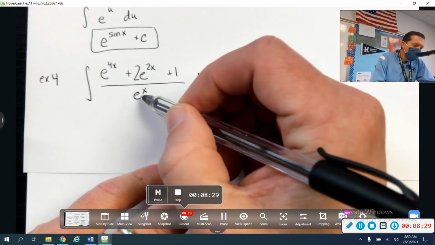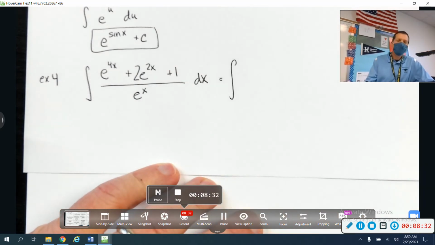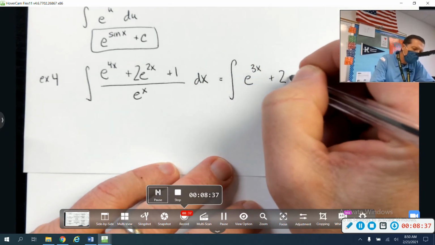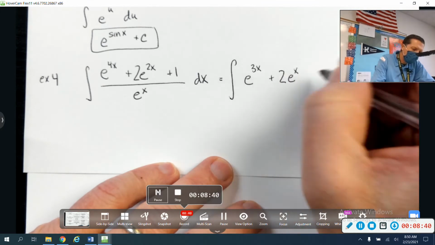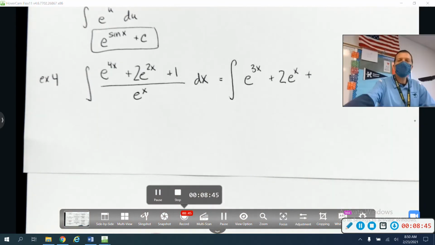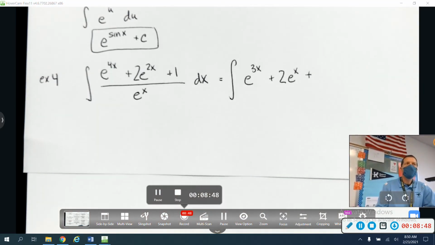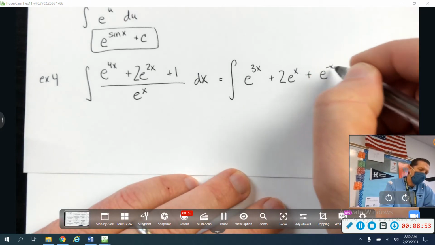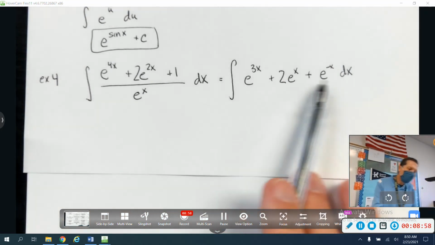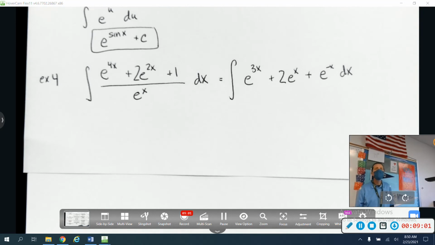So let's do some algebra first. What's e to the 4x divided by e to the x? Good, e to the 3x plus 2 e to the x plus, how do you want to write that last term? E to the negative x. Now we could go and do u substitution on each of those individually, but my guess is you could probably do it without writing everything out.